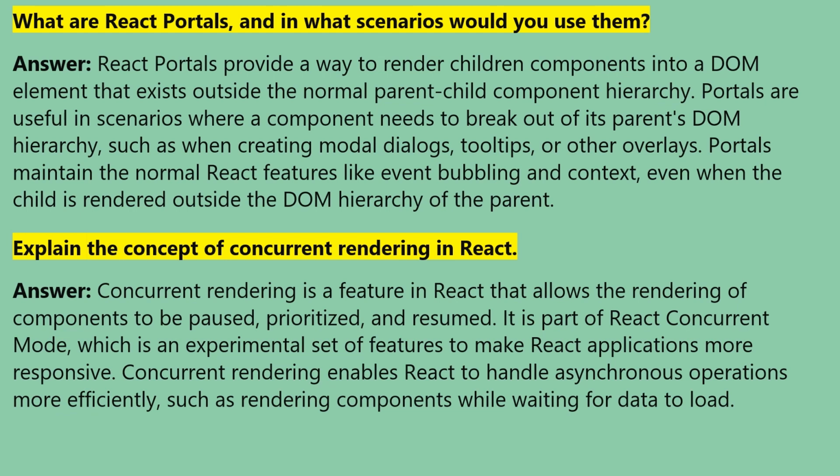Explain the concept of concurrent rendering in React. Answer: Concurrent rendering is a feature in React that allows the rendering of components to be paused, prioritized, and resumed. It is part of React Concurrent Mode, which is an experimental set of features to make React applications more responsive. Concurrent rendering enables React to handle asynchronous operations more efficiently, such as rendering components while waiting for data to load.